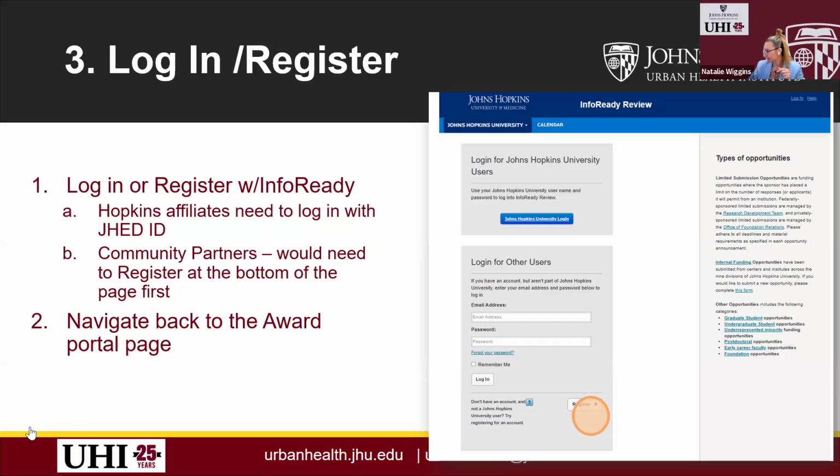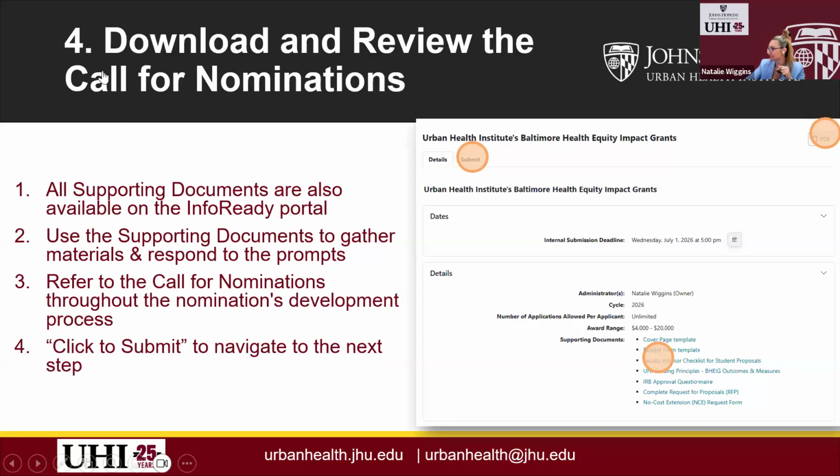On the next slide, you will see some screenshots of slides you might have already seen. If you logged in, if you went to the portal, if you went to the website, this is what you can expect to see. All supporting documents that are on our website are also duplicated on the InfoReady portal. You can see it under the details and direct link.